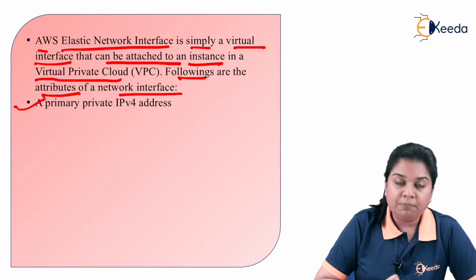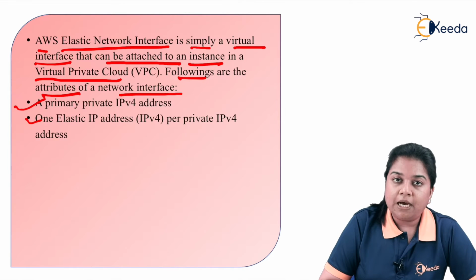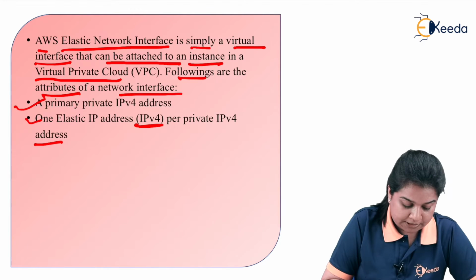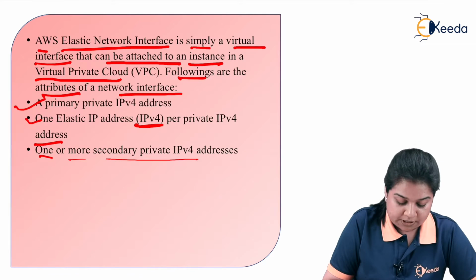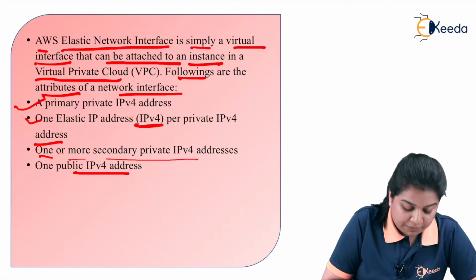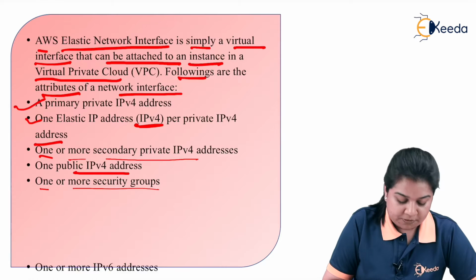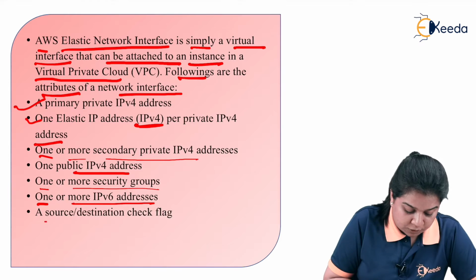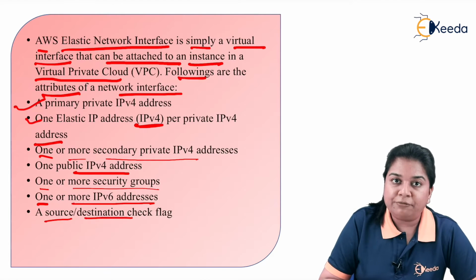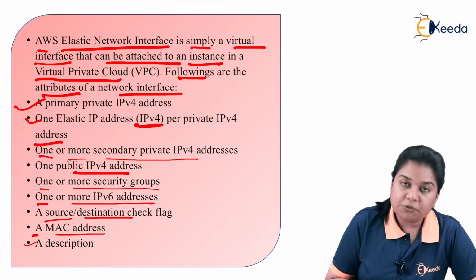First is a primary private IPv4 address, one elastic IP address, that is IPv4 per private IPv4 address, one or more secondary private IPv4 addresses, one public IPv4 address, one or more security groups, one or more IPv6 addresses, a source or destination check flag, a MAC address or description.